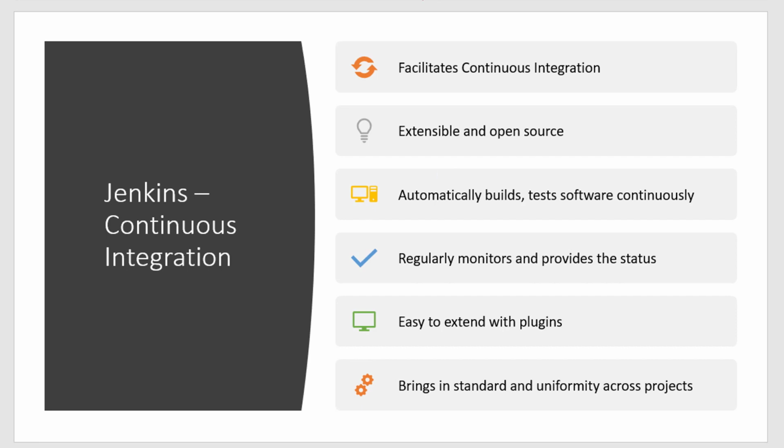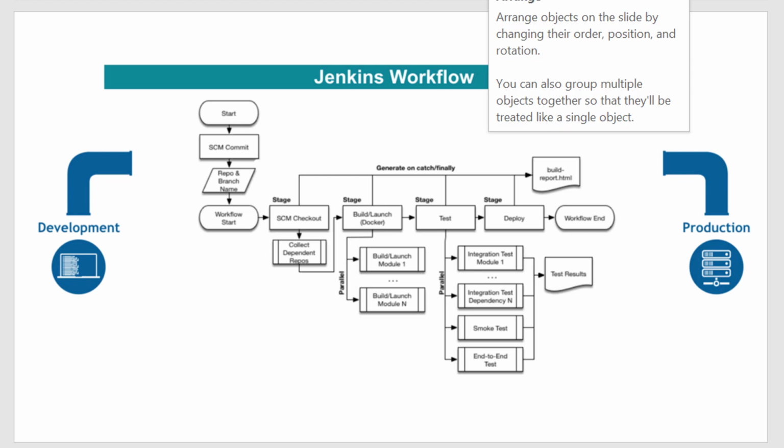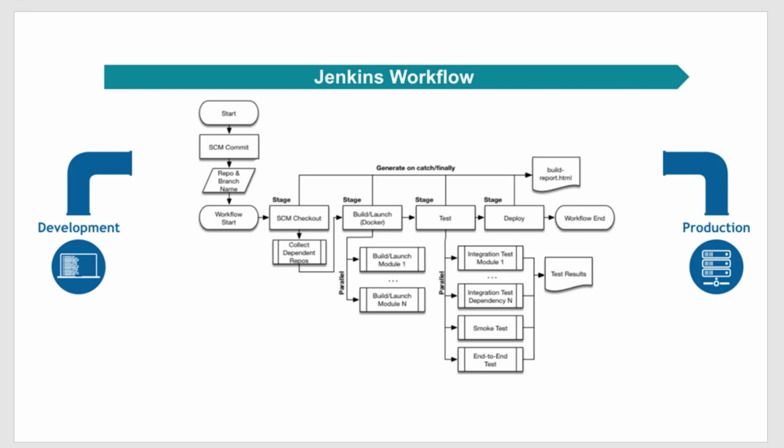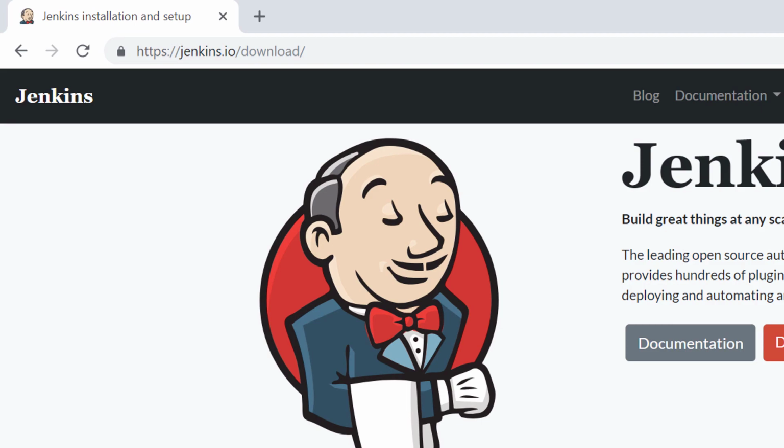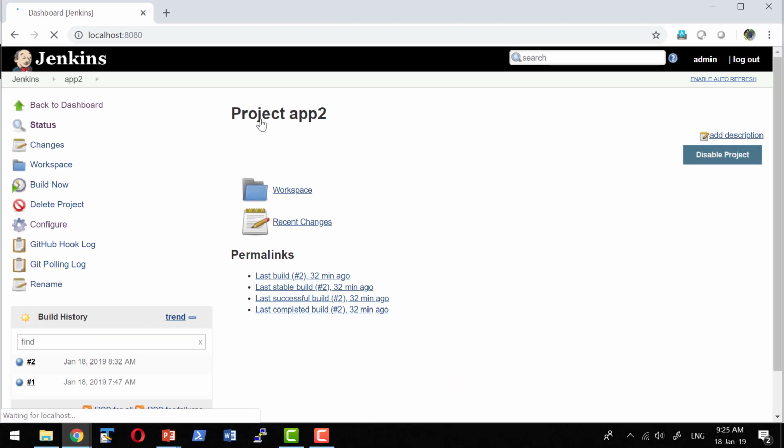Let's see a small workflow of how Jenkins works. I'll have Jenkins running on a separate server where I can configure details like the authentications, different types of projects, where the source code is located, and I can configure a number of workflows. Jenkins can be downloaded from this particular website. I have already downloaded it. It is available for various platforms like Linux, Mac OS, and Windows. I have already installed it on my laptop. After installation, this is how it looks.